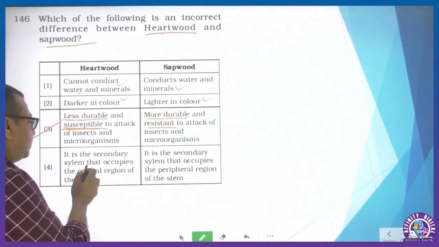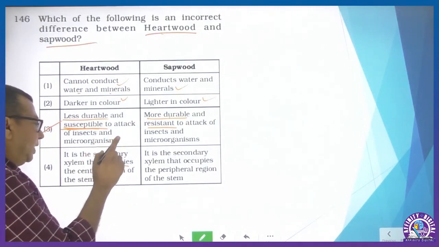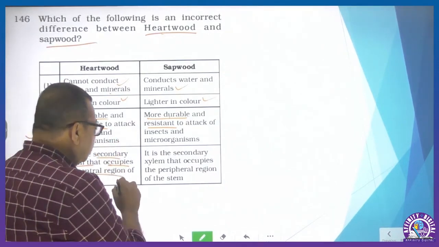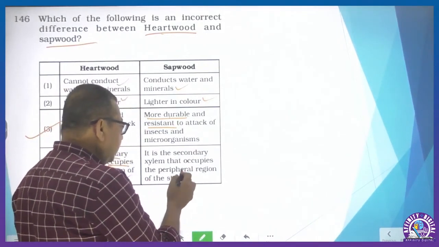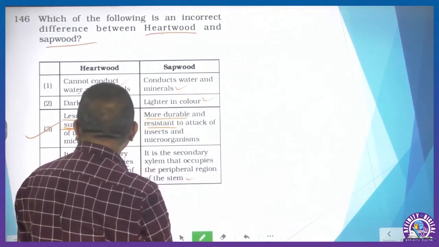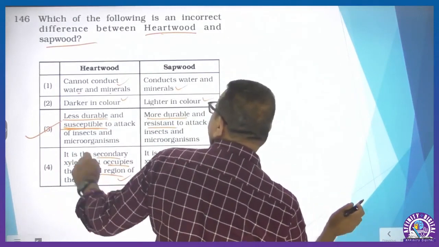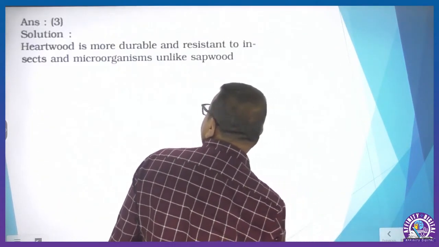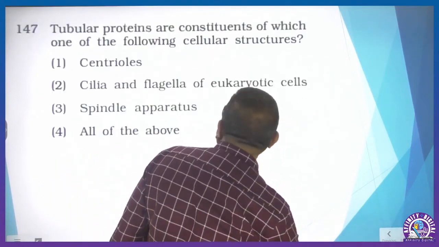Hardwood is the secondary xylem, wood मतलब secondary xylem. Hardwood is secondary xylem that occupies the central region of the stem. True. Sapwood is the secondary xylem that occupies the peripheral region of the stem. So the answer will be option number 3. It is an incorrect difference between hardwood and sapwood. Option number 3. Okay. Next question.